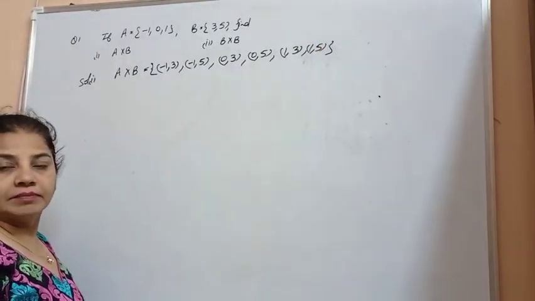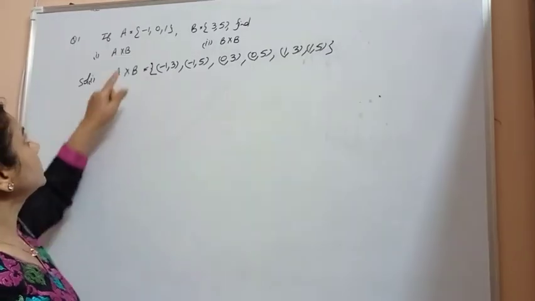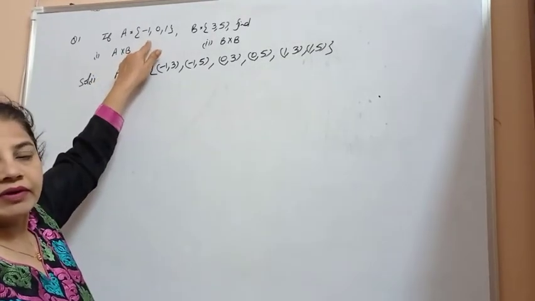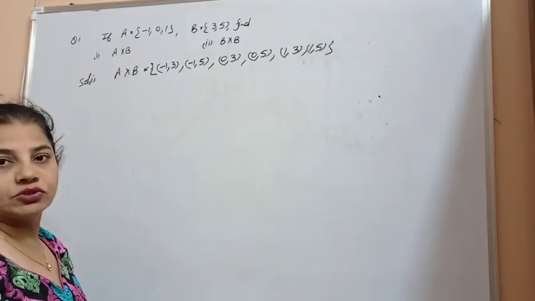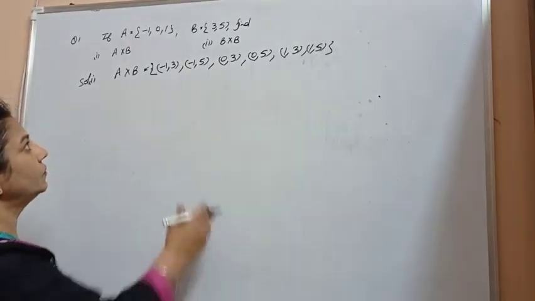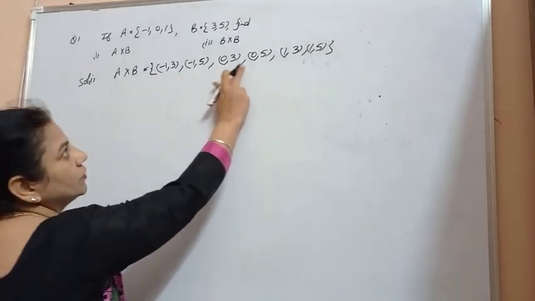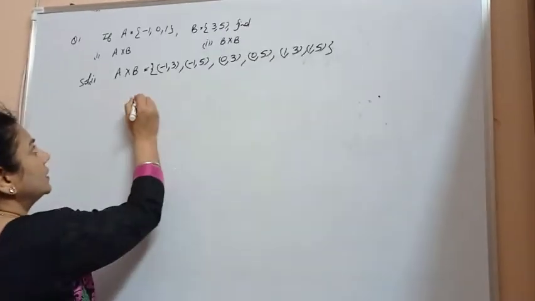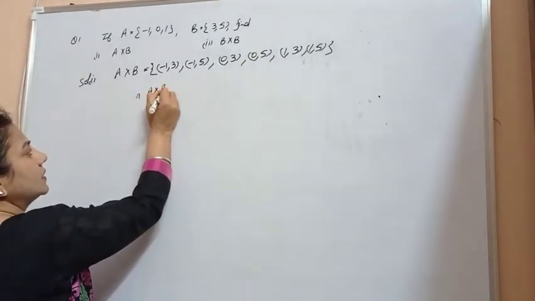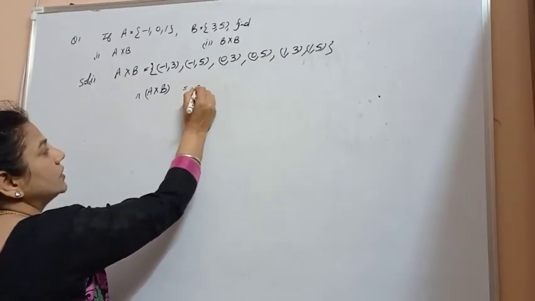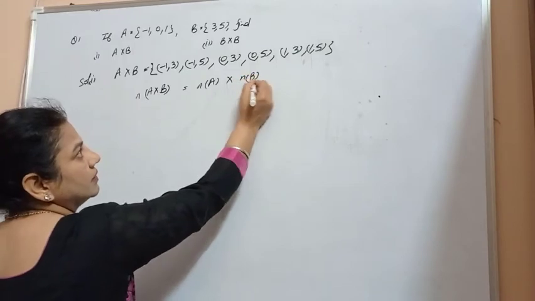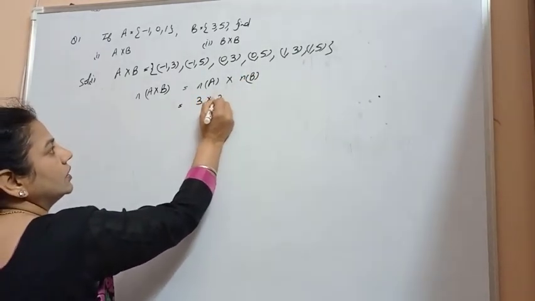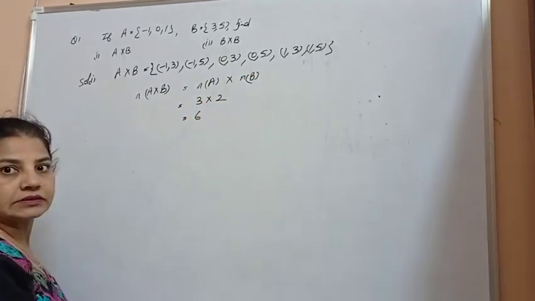The number of elements in set A is 3 and the number of elements in set B is 2, so 3 into 2 is 6. We can count over here: 1, 2, 3, 4, 5, 6. So we can say that the number of elements in A cross B is equal to the number of elements in set A times the number of elements in set B, which is equal to 3 into 2, which is equal to 6.